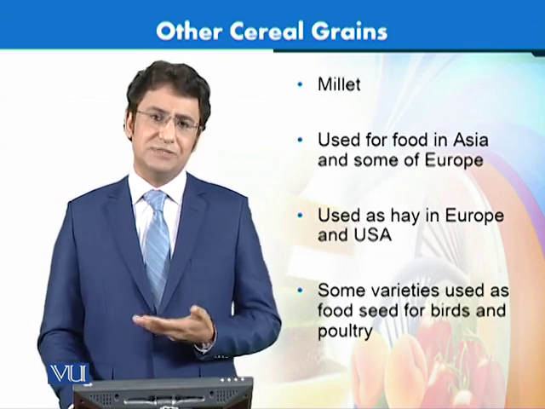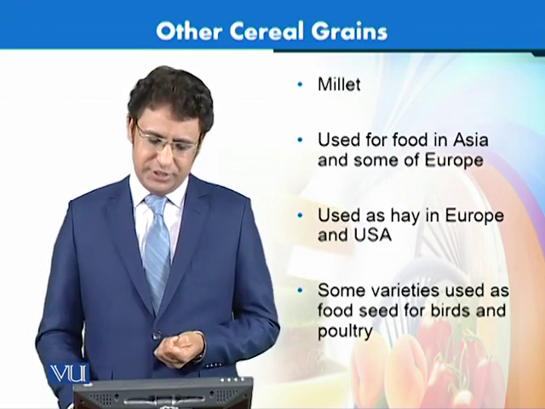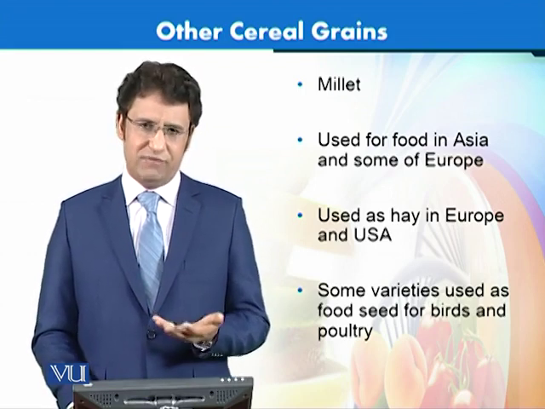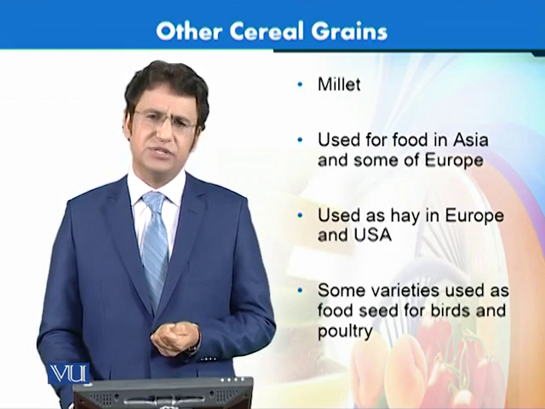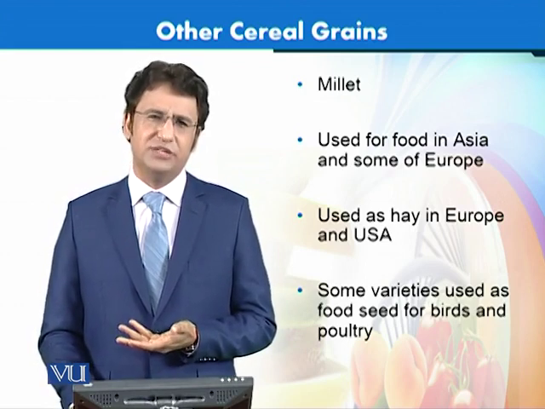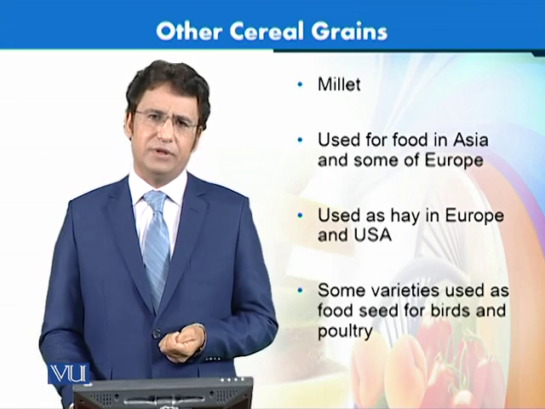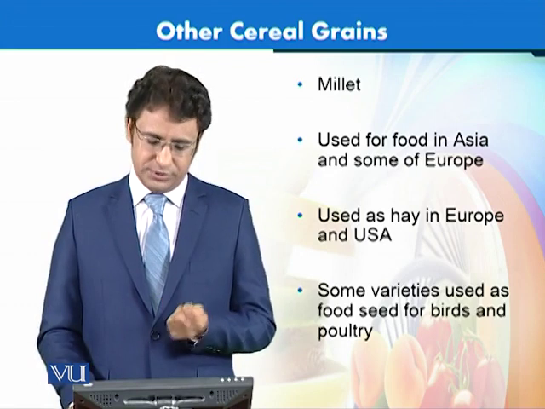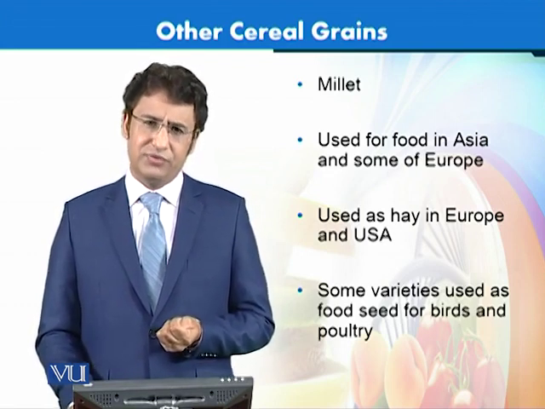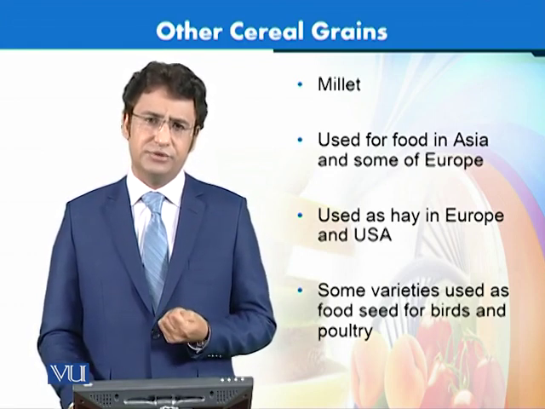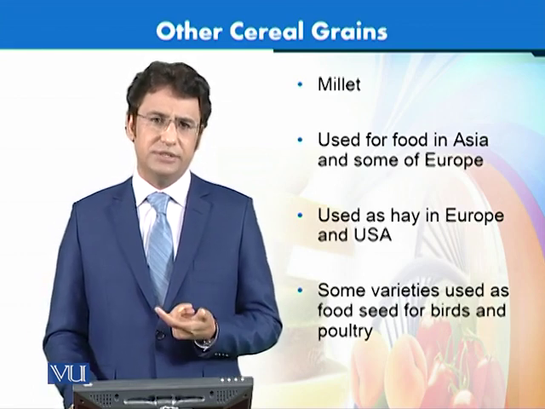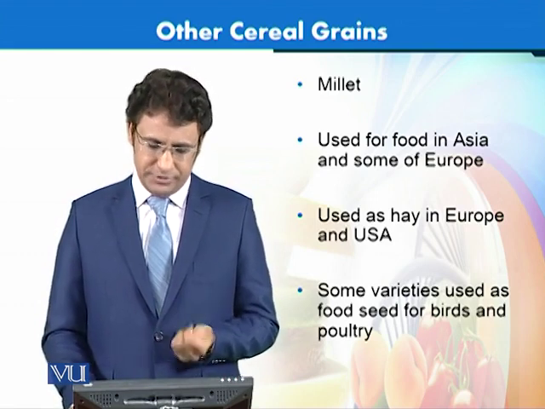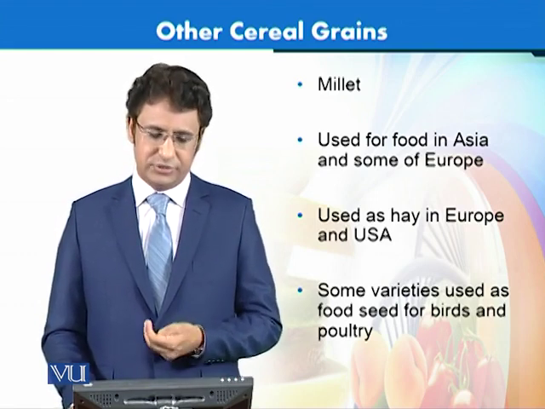The next crop is millet. It is used as food in Asia and some of Europe, although it's not heavily used. In Europe and the USA, it is normally used as hay, which means it is later used as fodder and for other uses. Some of the varieties are again used in industry, where we produce grain from millets specifically for birds, such as poultry birds or other birds, which can utilize the grains from millet.